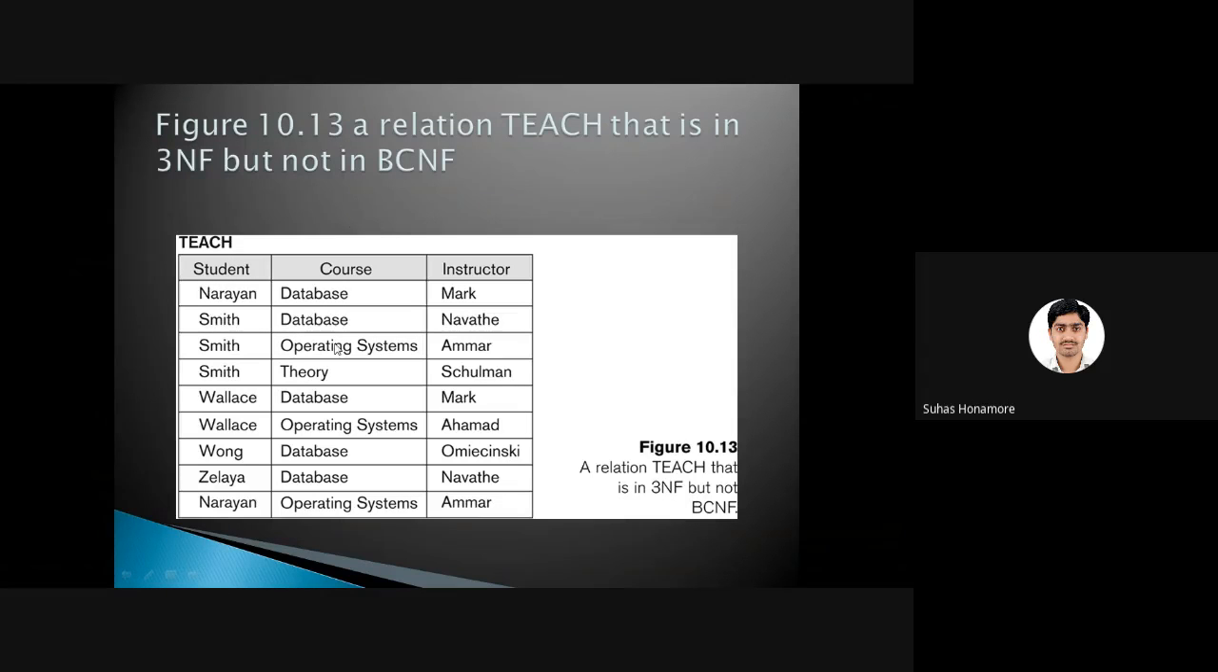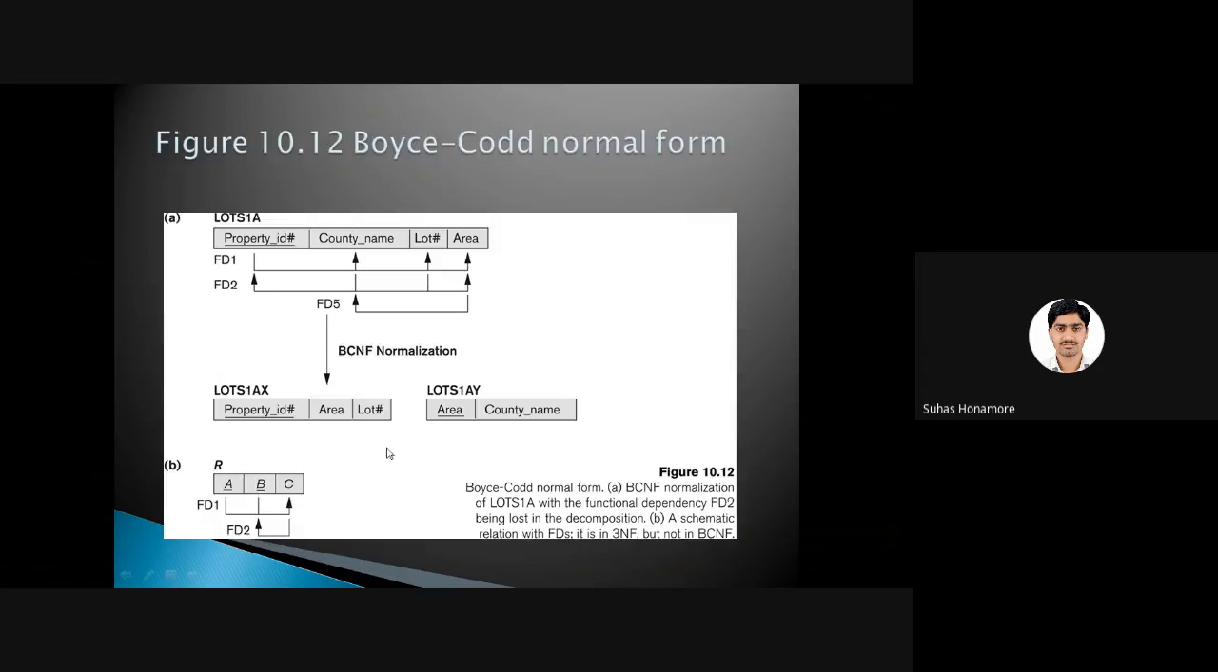Okay. So here is one more example. Here A, B, C, three attributes are there, and A, B together is the primary key. A, B to C we have.